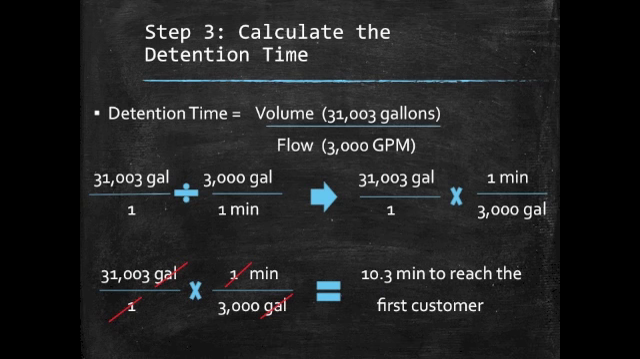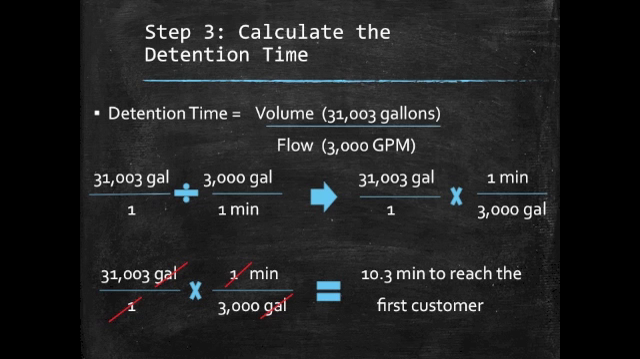Now that we've got all our variables, we can begin the final step and plug them into our detention time formula. Volume, which is 31,003 gallons, divided by flow, which is 3,000 gallons per minute. To begin to solve this problem, we must first write each part of the equation as a fraction. We'll be putting volume, 31,003 gallons, over 1 and breaking up flow, gallons per minute, into 3,000 gallons over 1 minute, setting the two new fractions up to be divided.